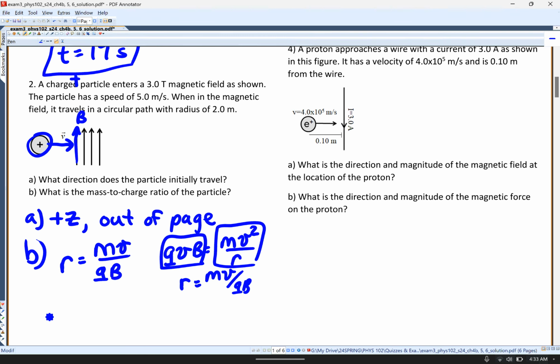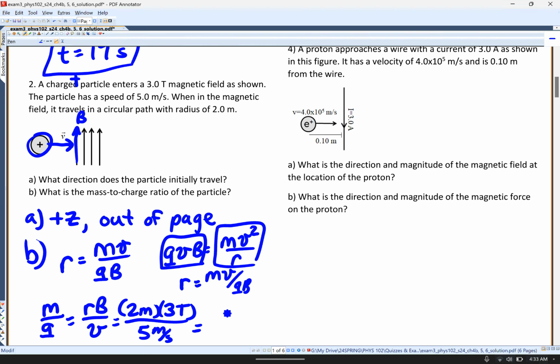And I'm looking for the mass to charge ratio, so I'm looking for m divided by q. And so that's going to be m over q is RB divided by v. The radius is 2 meters, the magnetic field is 3 Tesla, and then divided by the speed, which is 5 meters per second. So it has a mass to charge ratio of 6 to 5, or if you want to call that 1.2, that's fine. Either one is fine. I'll take either. And that is in units of kilograms per coulomb.